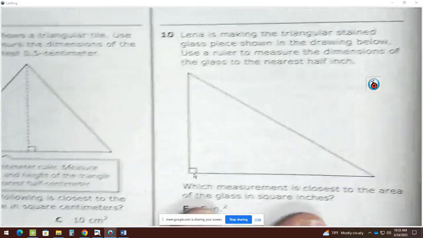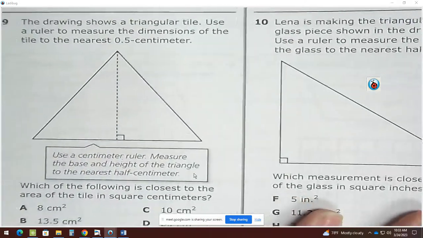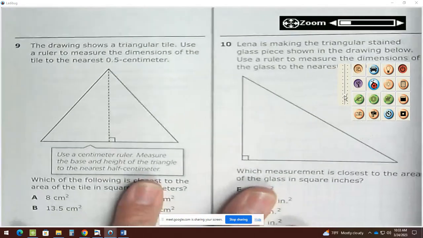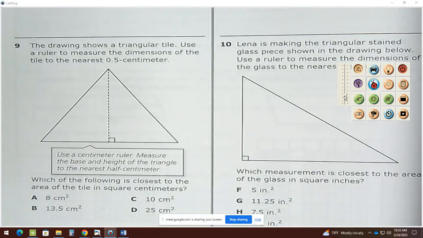Now, for 9 and 10, let me tell you something about 9 and 10. In mathematics, if they tell you to use a ruler, you have to use the ruler. But if they don't tell you ever to use a ruler, don't be using rulers.